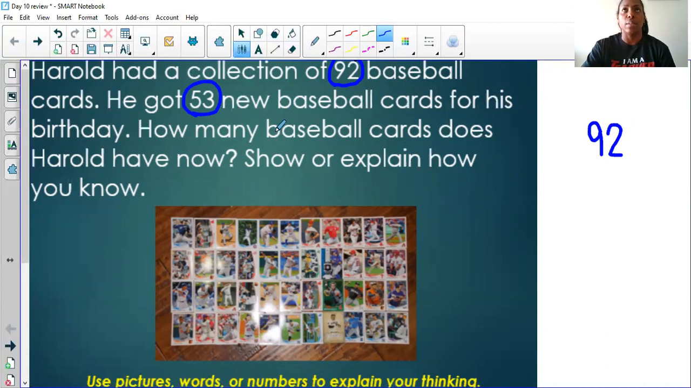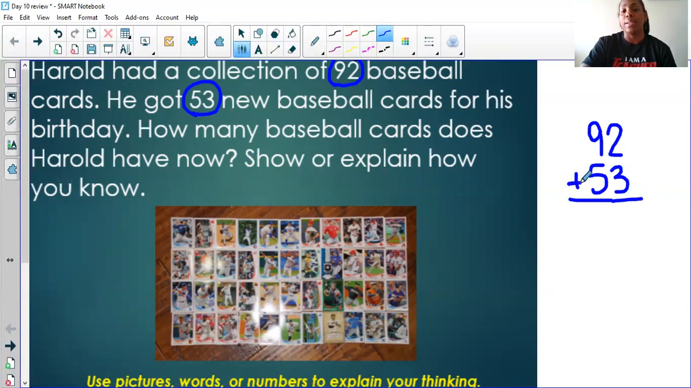So just think about this. He had 92. Then he got 53 new cards. So which operation am I going to use? Am I going to use addition, subtraction, multiplication, or division? That's right. We're going to add. So we're going to do 92 plus 53. And the great thing about this, we don't have to do any regrouping. We don't have to take it to the neighbor.